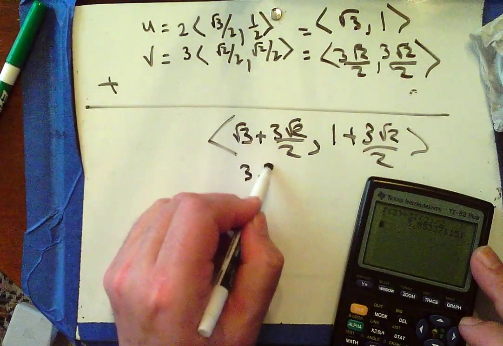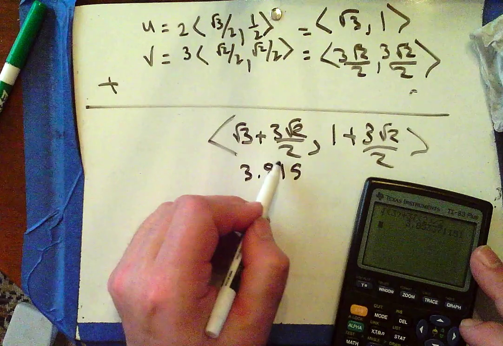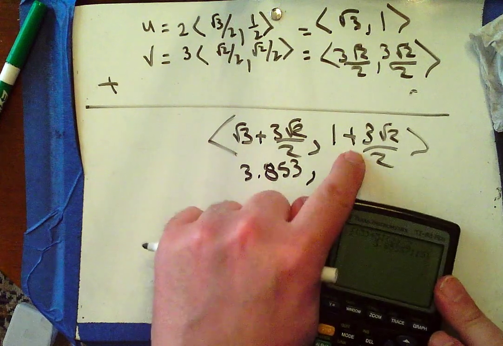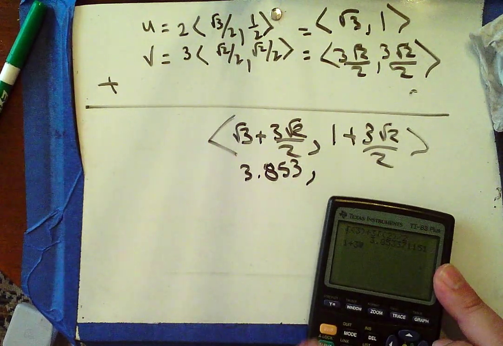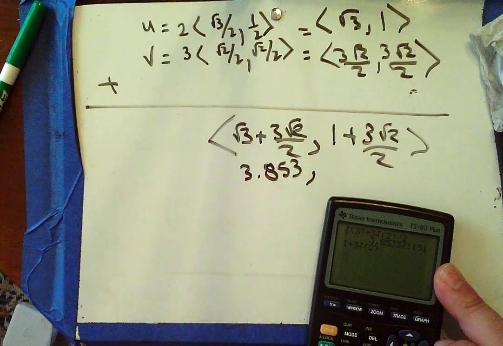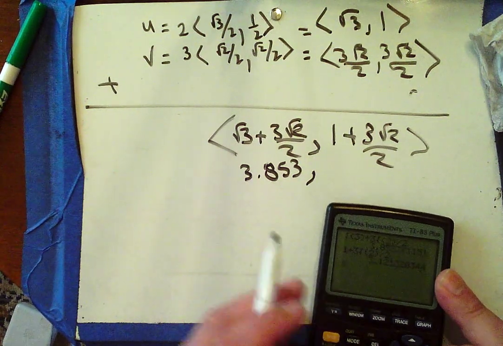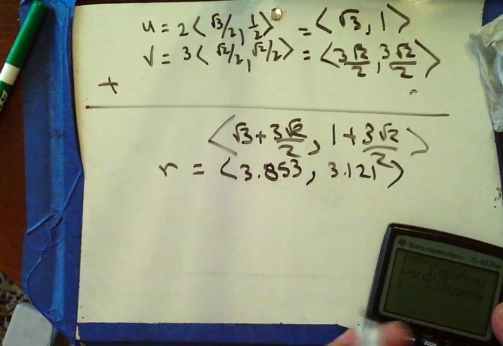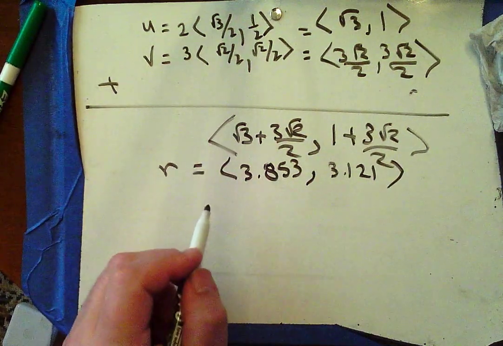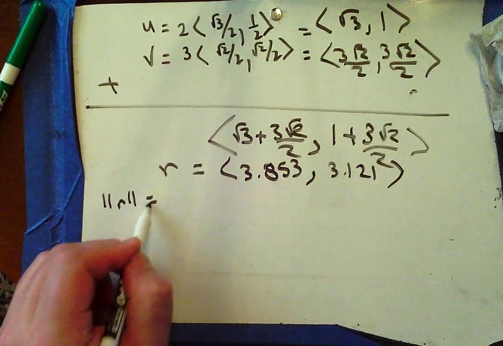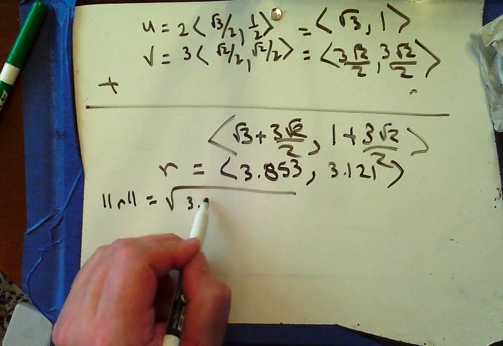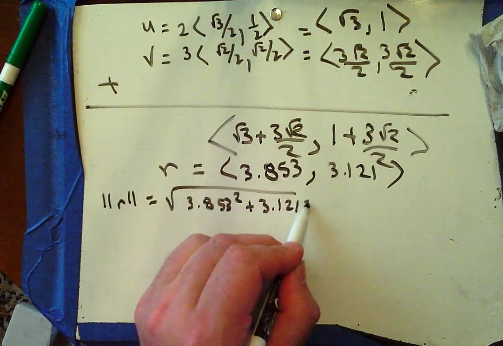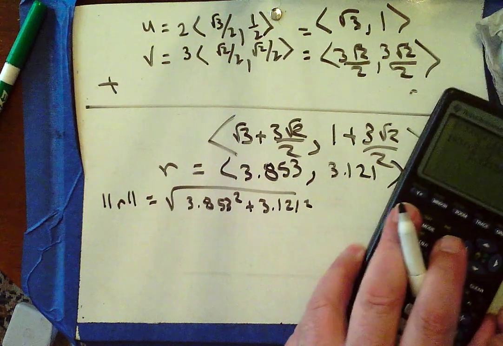Square root of 3, close parentheses, plus 3 square root of 2 divided by 2. And so I get 3.853, comma, and then over here, 1 plus 3 square root of 2 divided by 2. Then I get 3.121. So there's the component form of r. Remember, I also wanted the magnitude of r. And I find the magnitude of r by doing the Pythagorean theorem, and then taking the square root of both sides.